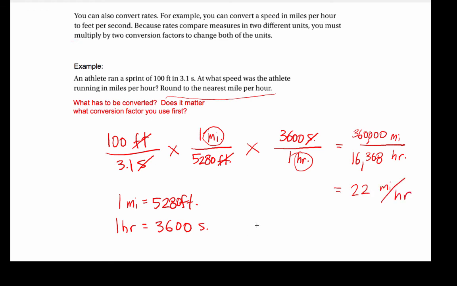So at what speed was the athlete running? Remember, we want to answer our question. The athlete was running 22 miles per hour.